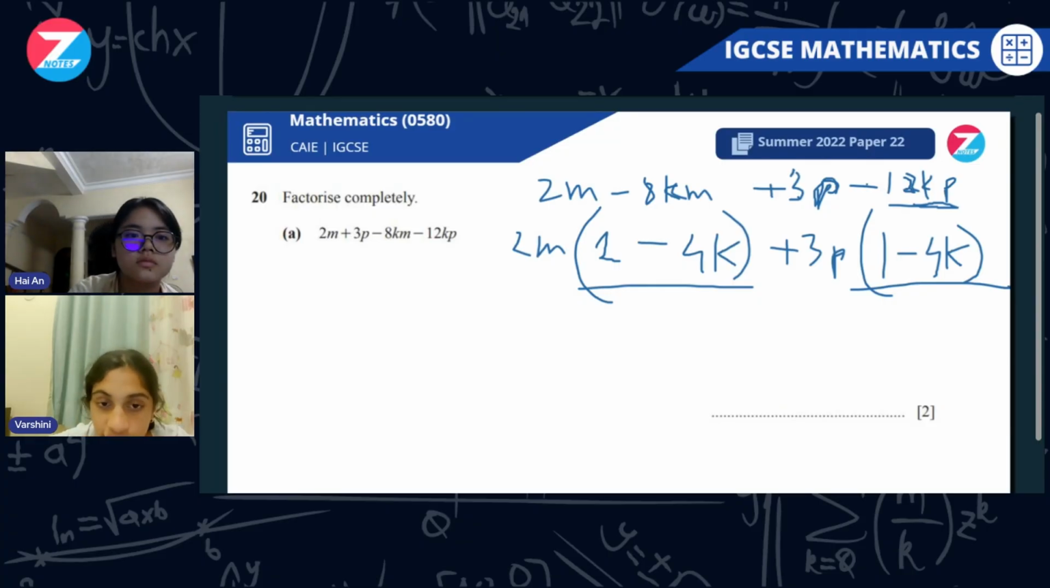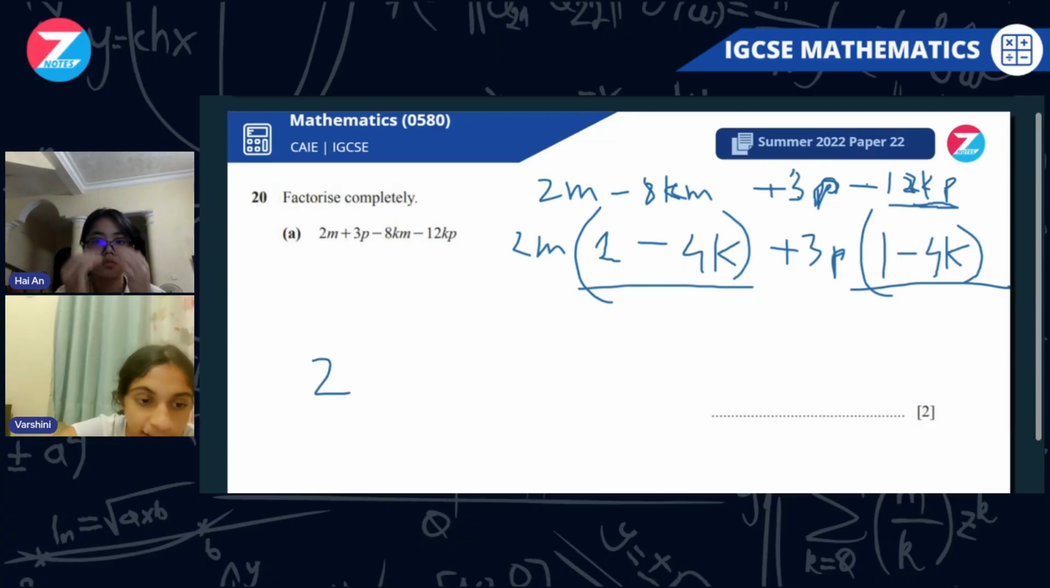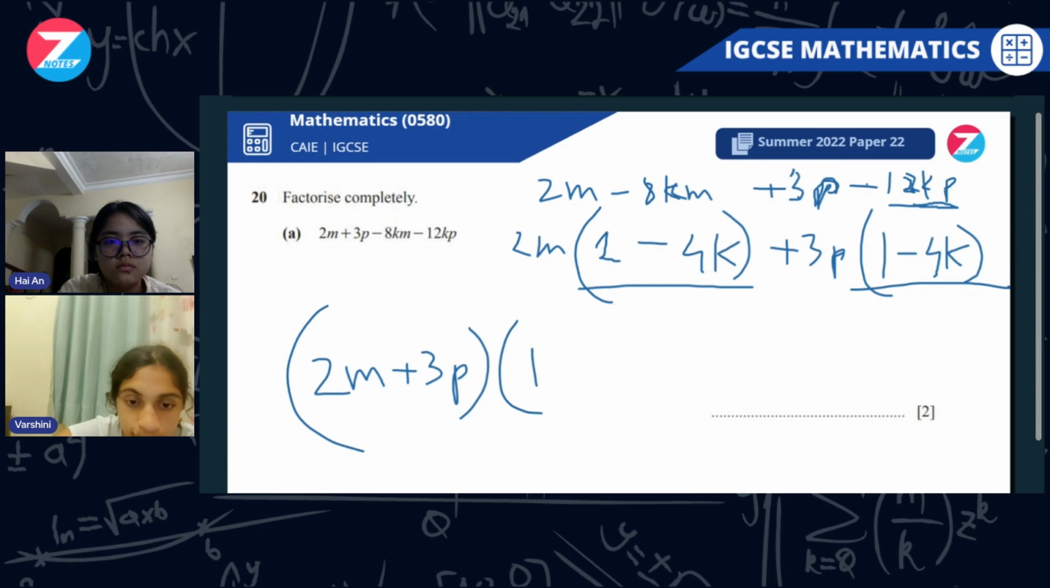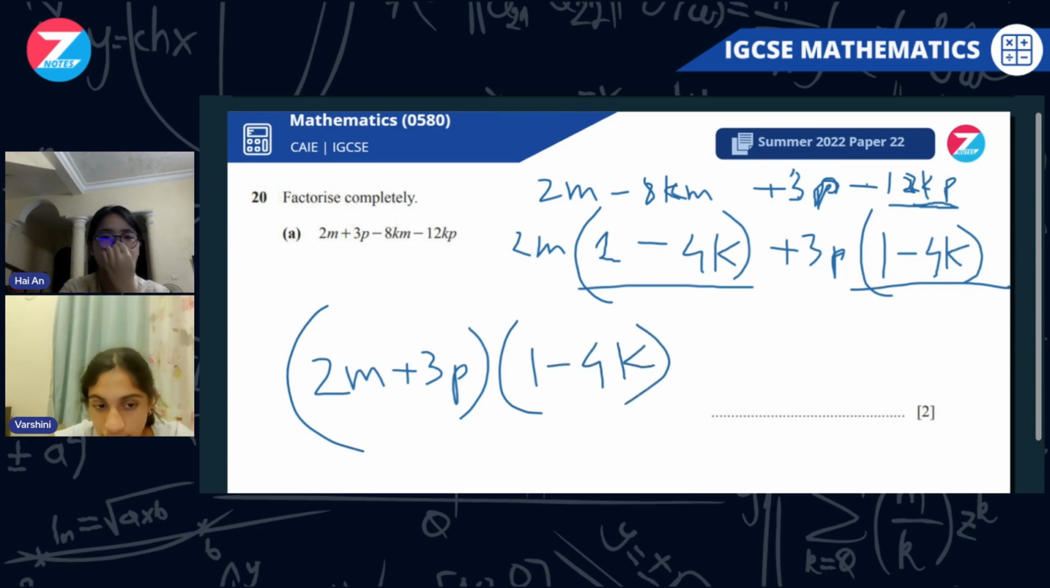So that means we can again factorize this and make this 2m plus 3p into 1 minus 4k. And you can rewrite it again in the blank.